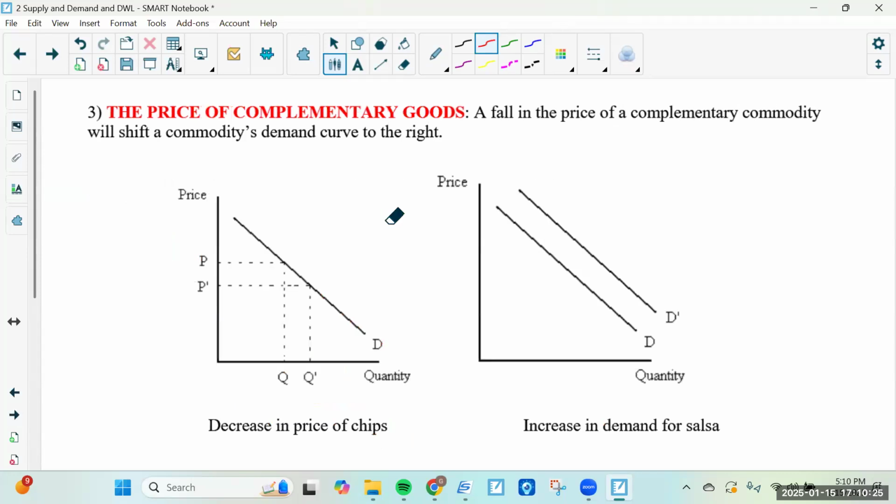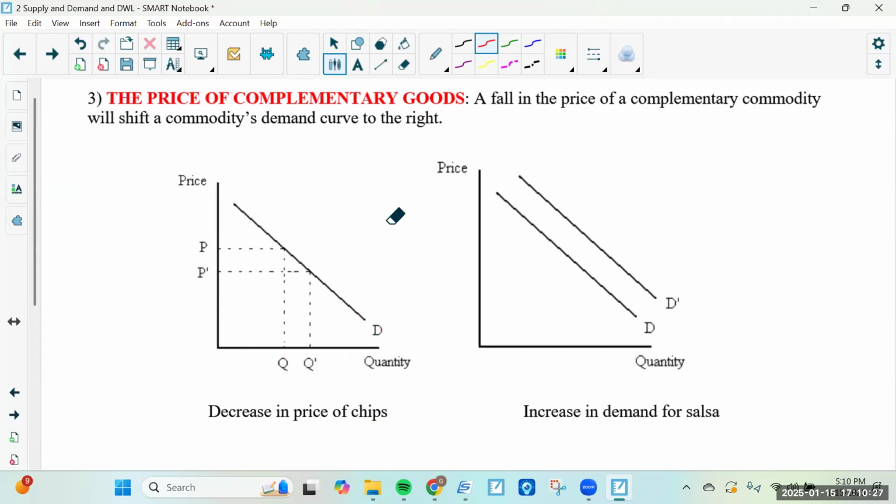Price of a complementary good. This is one of the harder ones here. First of all, a complementary good is one that goes with another. Milk and cookies, peanut butter and jelly, green eggs and ham. Those would all be complementary goods. Basically, when you buy one, you buy the other. They're complementary to each other. They complement. They go with each other. The example I'm using is chips and salsa.